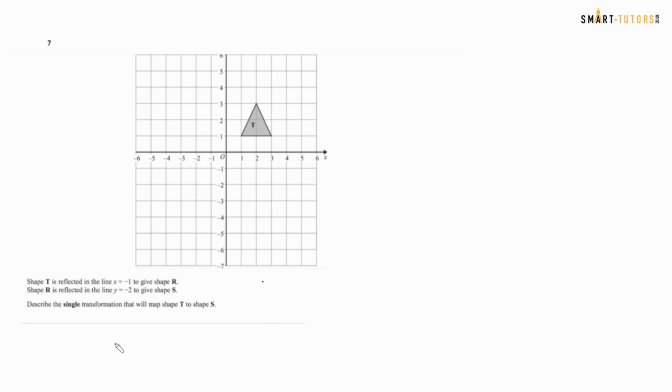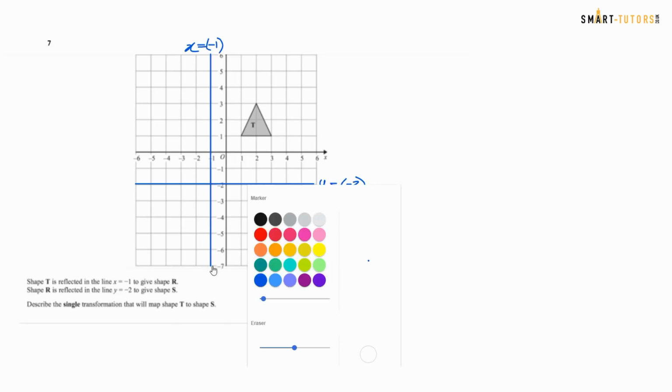First of all, we need to draw these mirror lines. The first one is x equals minus 1, which is a vertical line passing through minus 1 on the x-axis. The second line is y equals minus 2, which is a horizontal line passing through minus 2 on the y-axis. So I'm going to label them: this is x equals minus 1 and the next one is y equals minus 2.